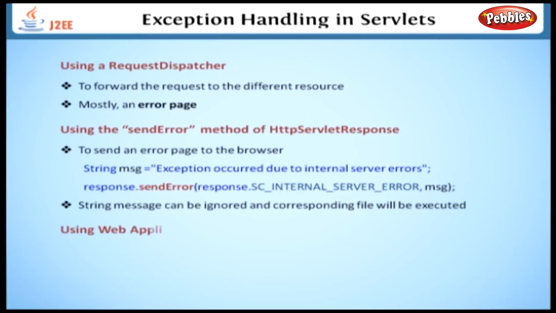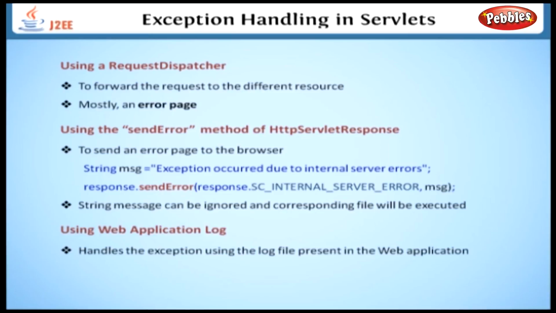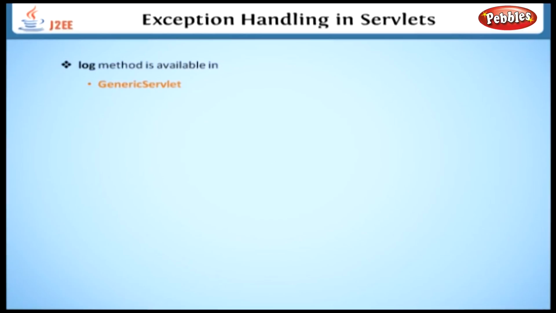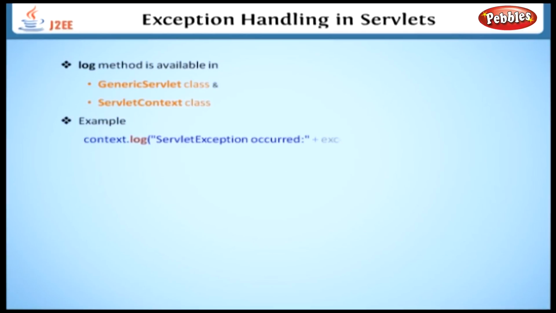The next one is using the web application log. Here we can handle the exception using the log file present in the web application. If an exception occurs, the exception event can be added to the log file. The log method is available in the GenericServlet and ServletContext classes. For example, we can use the log method of the ServletContext, and the code will be like this. Here the getMessage method will give a message about the exception.